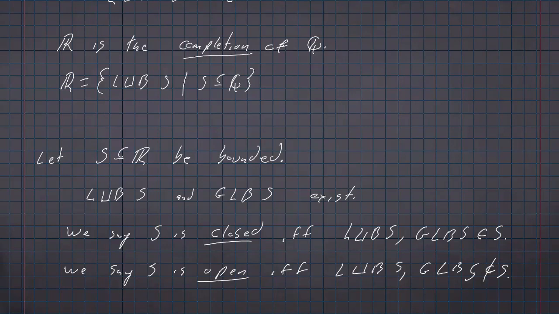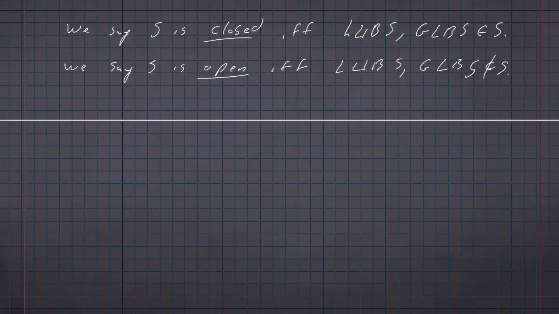And I guess we should also point out here that the least upper bound of an interval AB is B, and the greatest lower bound of an interval AB is A. And whether we close the interval or not, that doesn't change those things.